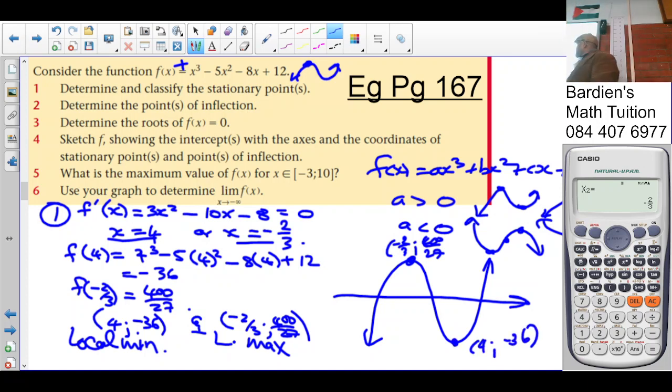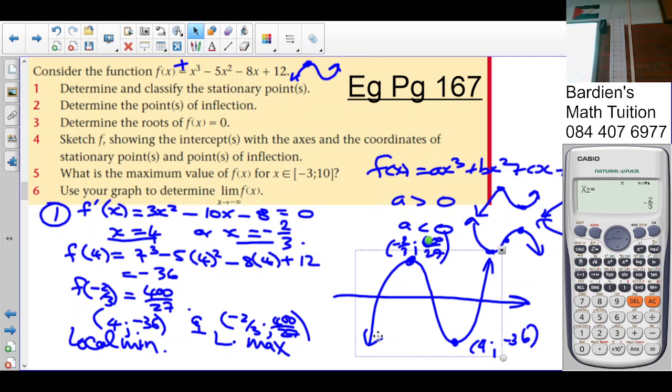And we can even see it from our y value. Can you see that? Not so? Is 400 over 27 not larger than negative 36? So therefore that's another reason why that would be your local maximum and local minimum. Alright, any confusion there?